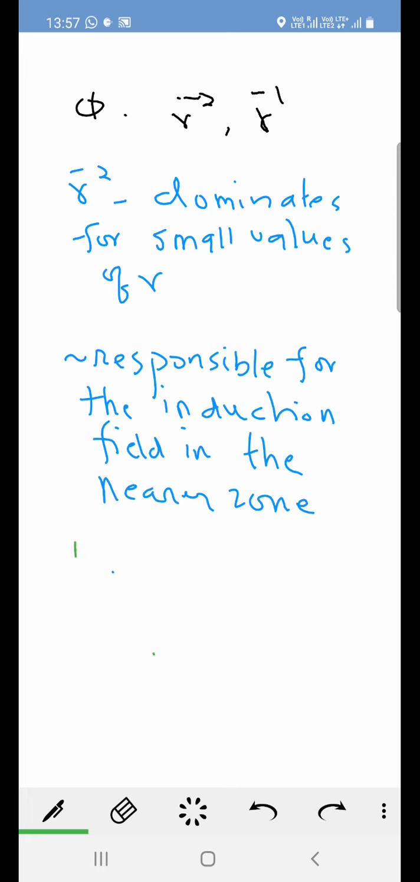The one which varies as 1 by r dominates for large values of r, and it is actually responsible for the radiation field at large distances, in the distance zone.